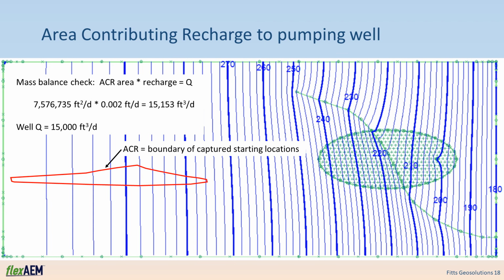One quick check to see if this is a fairly accurate delineation is to multiply the recharge area by the recharge rate over that area. When we make that calculation, we get a value of about 15,100 cubic feet per day of recharge feeding flow to the well. This matches closely the specified discharge rate of the well of 15,000 cubic feet per day.